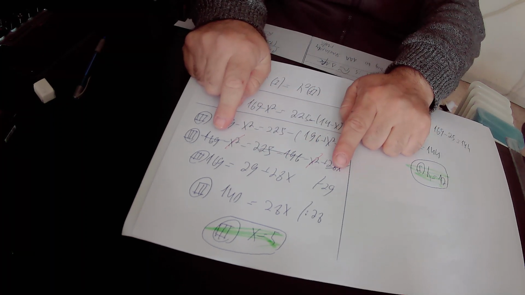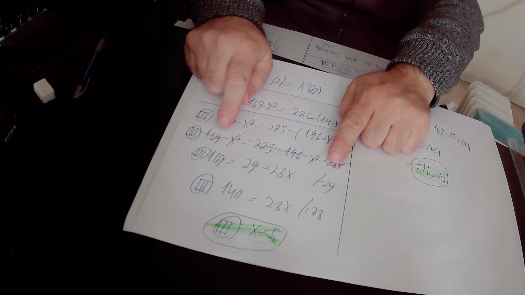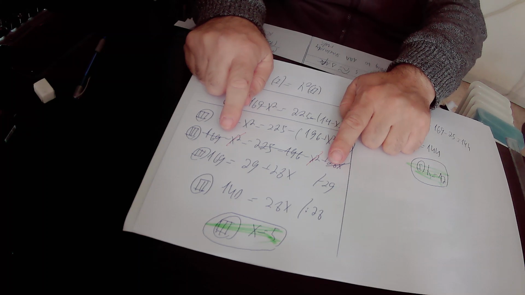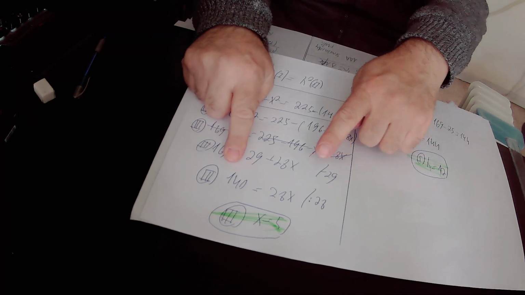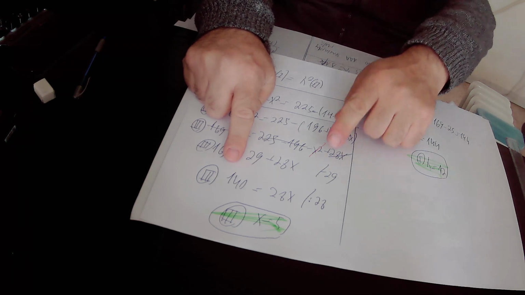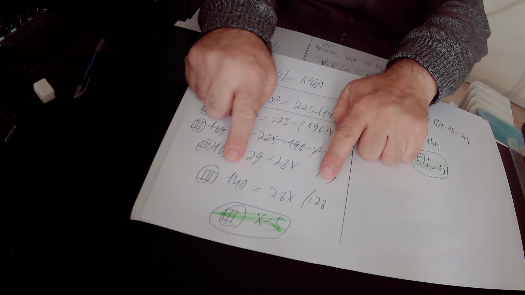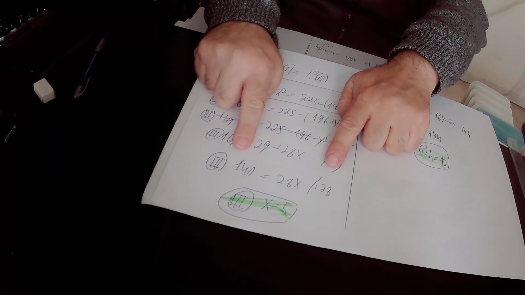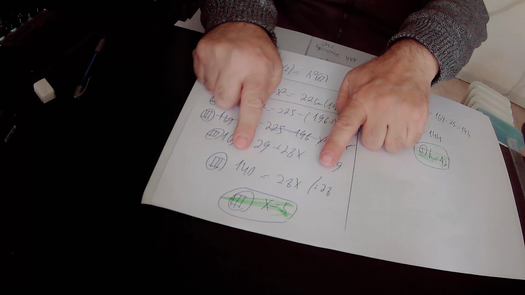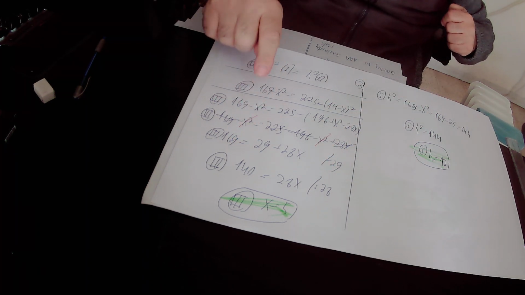Here we subtracted 29 from equation number 3, and found that 169 minus 29 is 140, which equals 28x. So 140 equals 28x. We divided equation number 3 by 28, and finally we got that x equals 140 over 28, which is 5. So x equals 5 units.